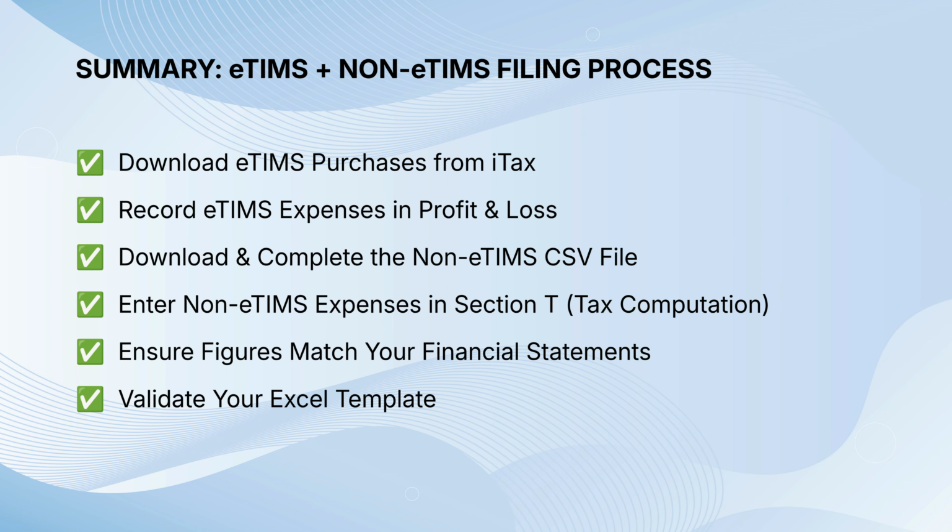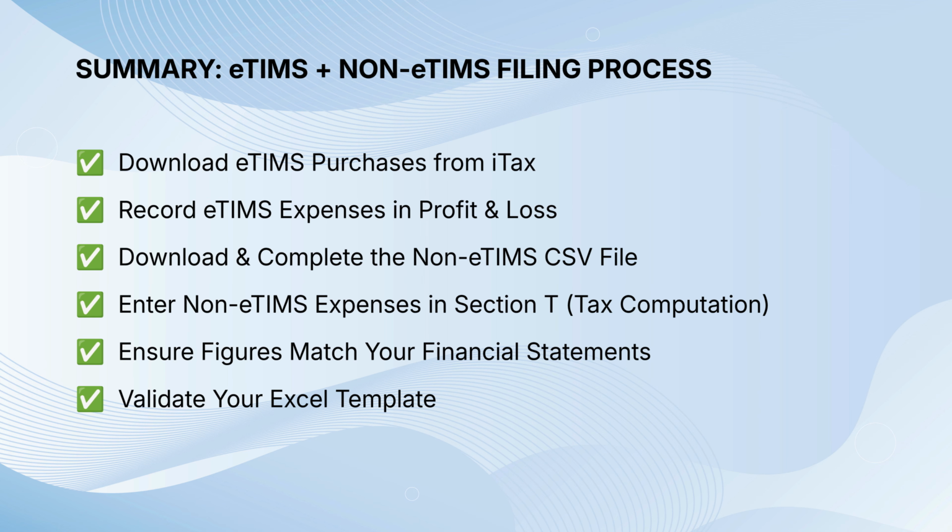Now, in summary, this is the process that you should follow when filing returns with both iTax and non-iTax expenses. So first, you need to download your iTax captured purchases from the iTax records. Then you record them correctly in your profit and loss section under the right expense categories. And then download the manual and iTax expenses CSV file and fill in all your expenses, making sure that you know the total amount at the end of that process. Then fill in your non-iTax expenses, the total amount from the manual and iTax file, in section T, that is the tax computation cell.